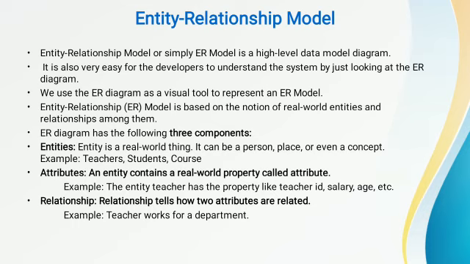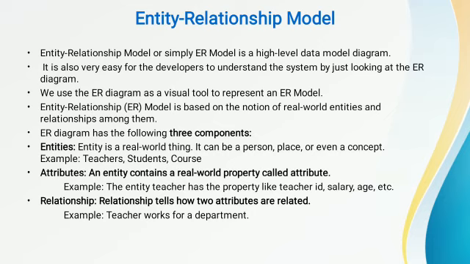This is very important. The ER diagram has the following three components: one is entities, the second is attributes, and the third is relationships. The first one is entities. An entity is a real world thing. Any real world object or real world thing has to be considered as an entity. It can be a person, place, or even a concept.